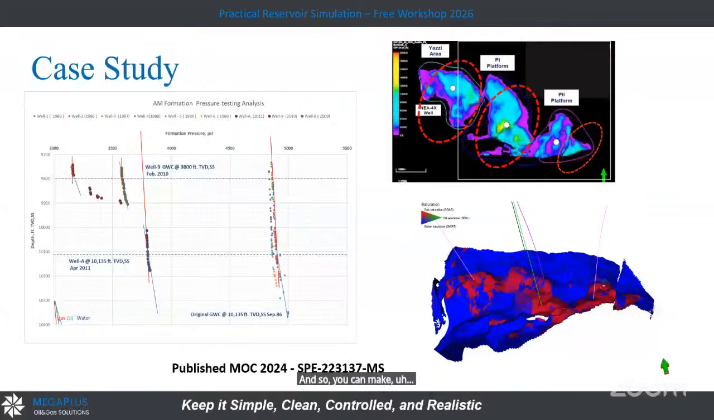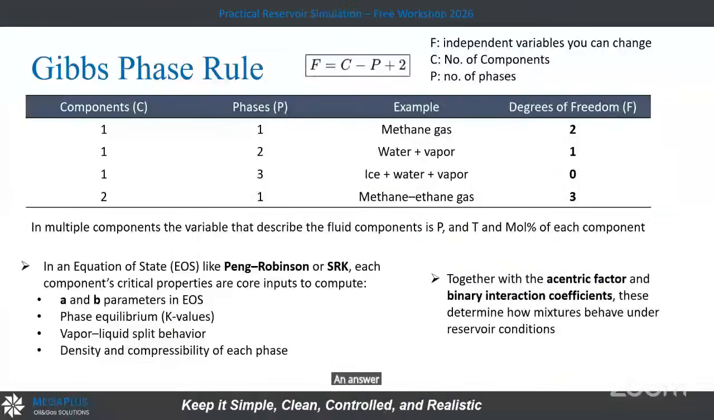Yeah, there was a time you spoke about the components, the phase and the degree of freedom. So I just want to know, if you have gas, oil, and brine in the reservoir, what would be the degree of freedom? Okay, it's a question that needs an answer, but I will try to make it brief.